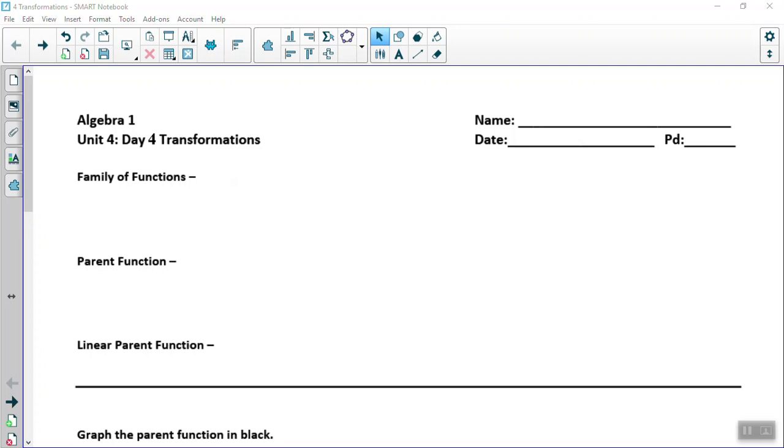Hi everyone. Today we'll be talking about transformations. So let's take a look at some vocabulary first. A family of functions is a group of functions with the same characteristics.